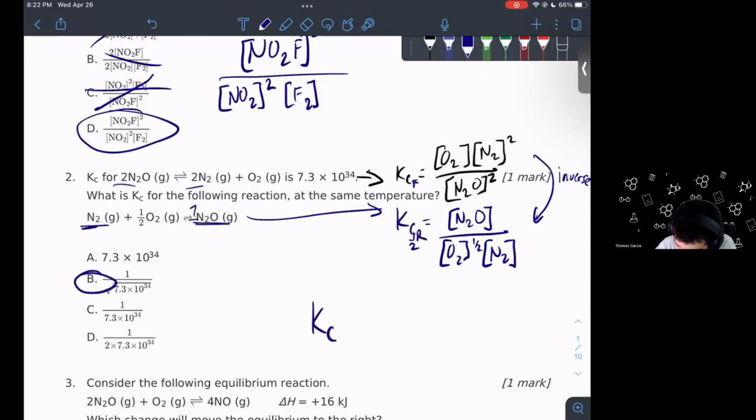So our Kc forward is equal to Kc, 1/2, the reverse reaction inversed, because we had an inverse transformation between these two, and then square rooted, because I went from a 1 exponent to a 1/2 exponent. That's a square root. I went from a 2 exponent to a 1 exponent. So it really is 1 over the square root, B.